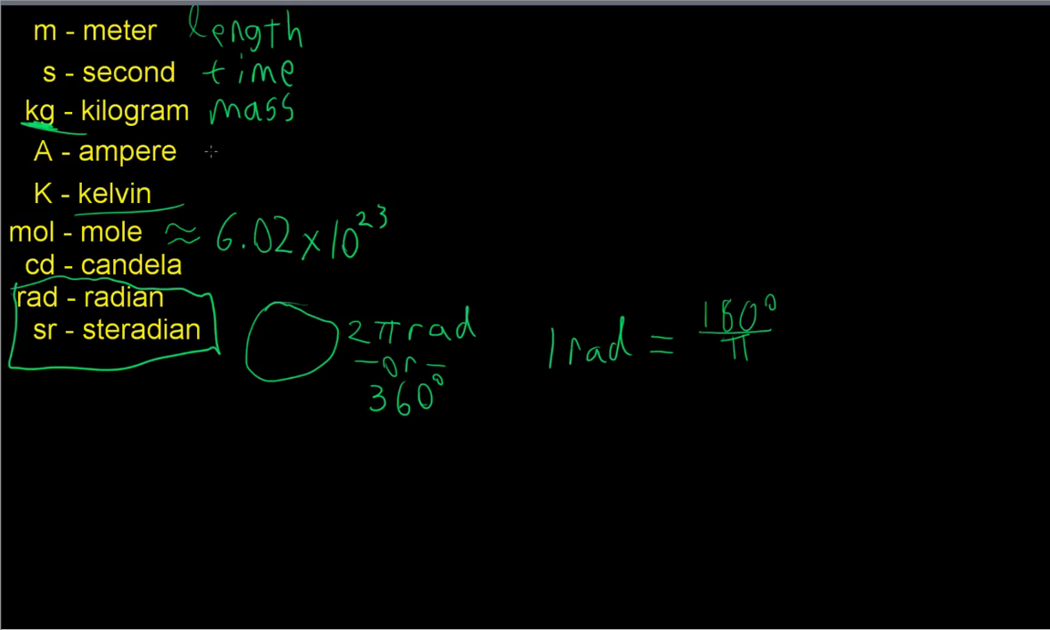Ampere is current. But what about charge? That's not a base unit. If you want to get charge, you have to take your amperes and multiply by seconds, because an ampere is defined as charge per second. Kelvin is temperature.